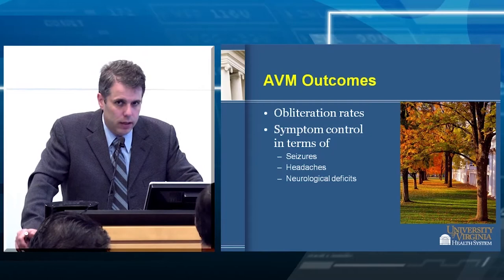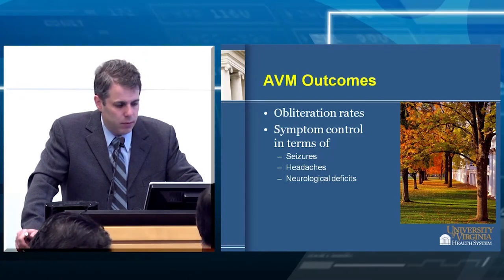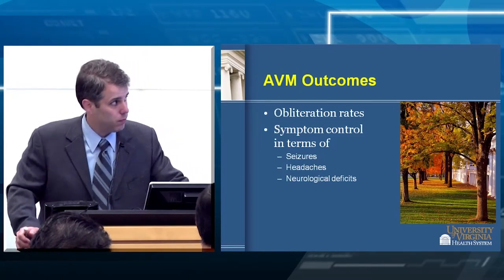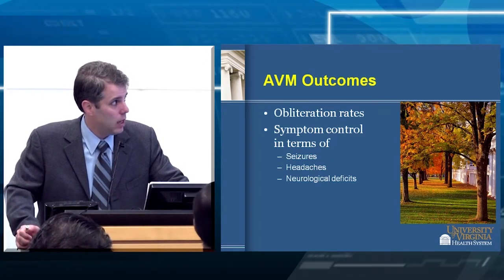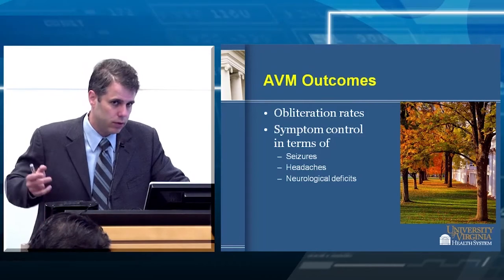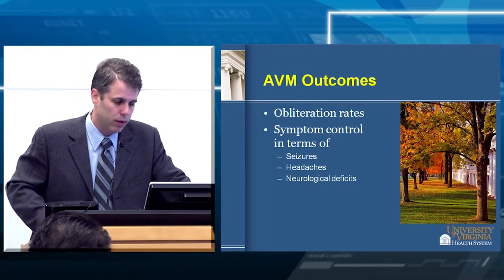And then we certainly look at other secondary outcomes in terms of symptomatic control, in terms of seizures in patients who've had previous epilepsy associated with their AVMs, headaches and other neurological deficits, for instance, vascular steal that may occur with an AVM.